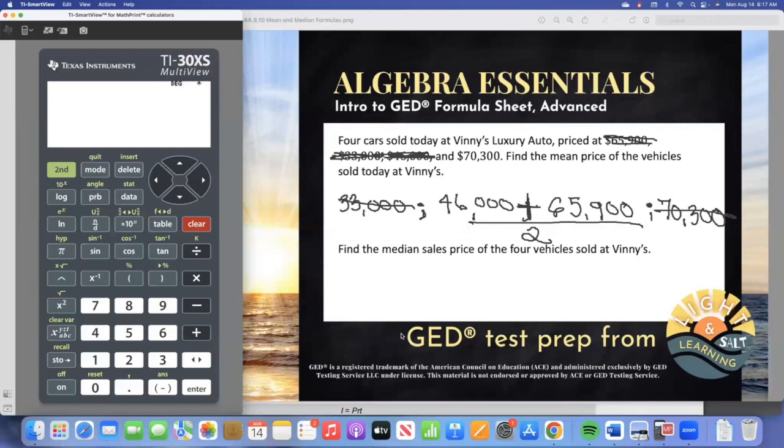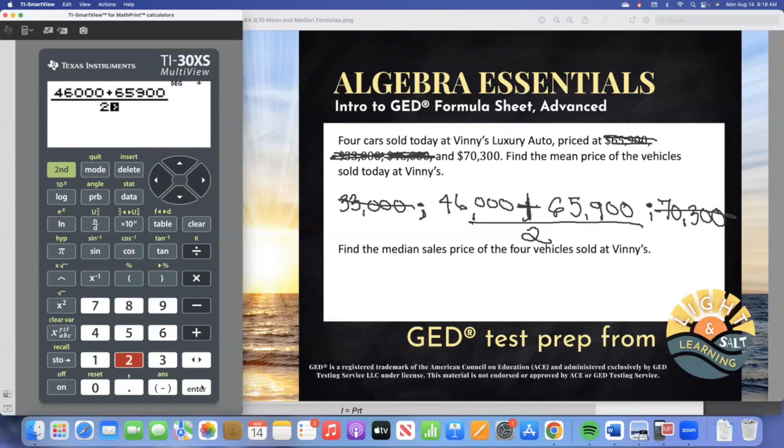Another really common error students make is to divide by 4 here, but I'm not looking, again, for the mean of the entire set. To find the median, when I have 2 in the middle, I take the mean of just the middle 2. I know it's a little confusing, but here we go. Again, I'm going to press N over D, 46,000, not 100, plus 65,900. And I'm going to divide that by 2.